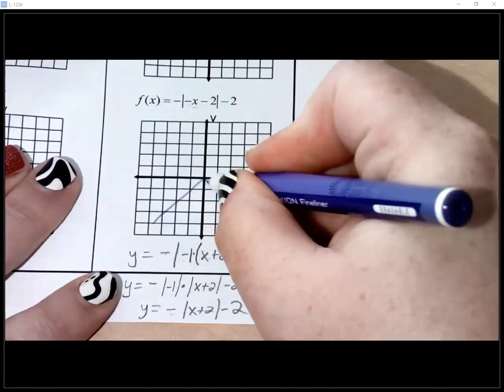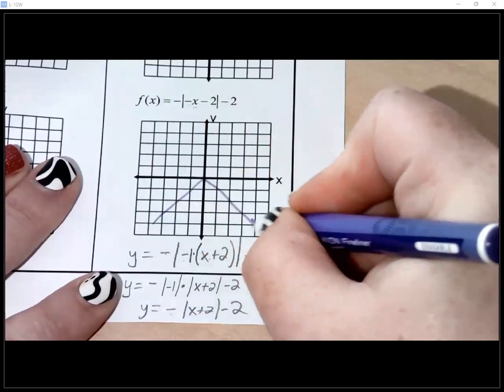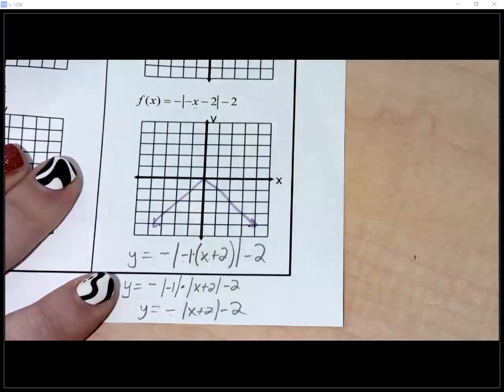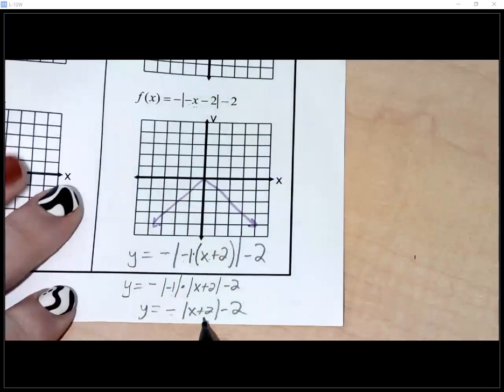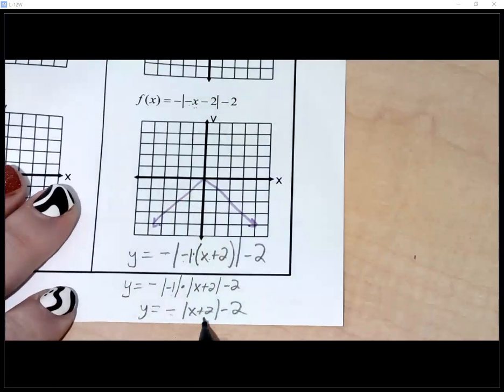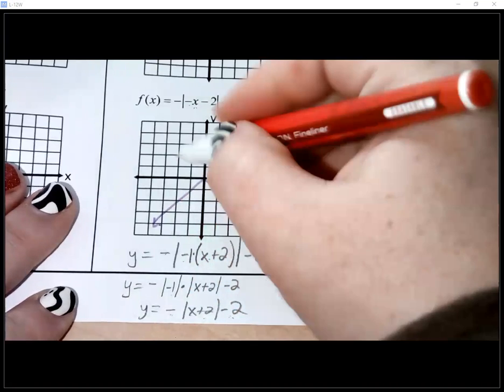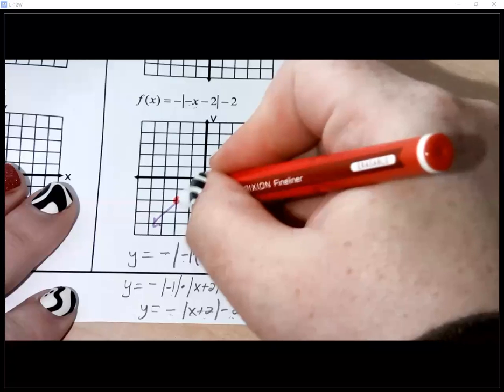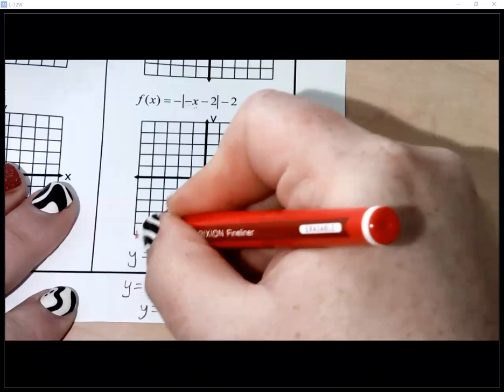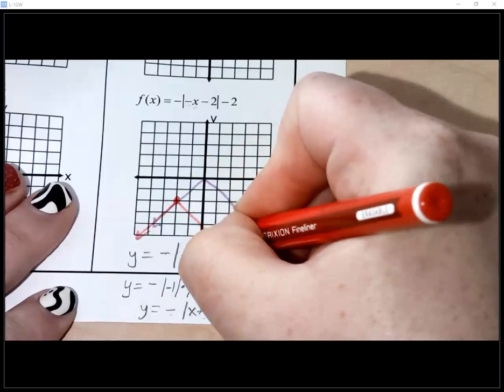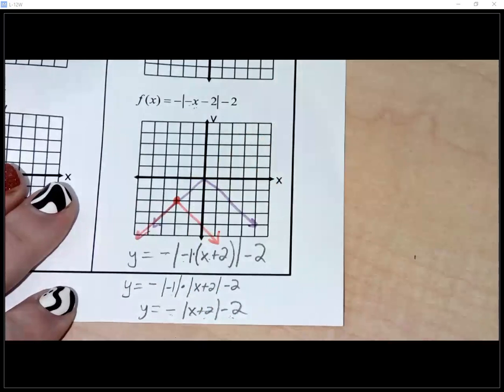Okay, and then the shifts I can do in one step. What does a plus 2 in there do? Left 2. And what's this? Down 2. So for my final graph, I'll take this one that I flipped over and go left 2, down 2. So that red is my final graph. How about that?